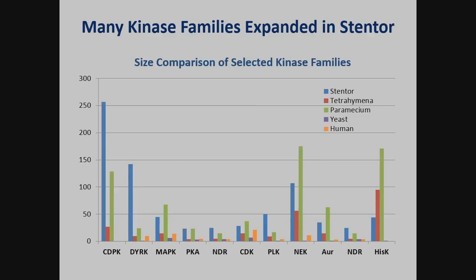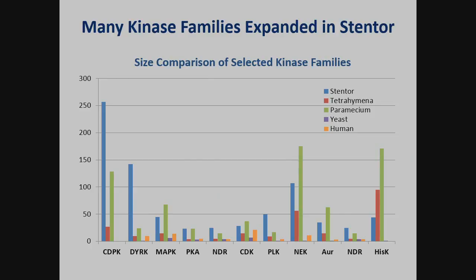So I've classified all of Stentor's kinases into families and subfamilies, and we find that there are a lot of kinase families that have been quite expanded in Stentor. So there's a few families like the histidine kinases, which were reported in Tetrahymena and Paramecium to be highly expanded, that are much less so in Stentor. But then we also have families like the CDPK family over here, which is a calcium-dependent protein kinase family that was originally identified in Arabidopsis, which has 257 members in Stentor.